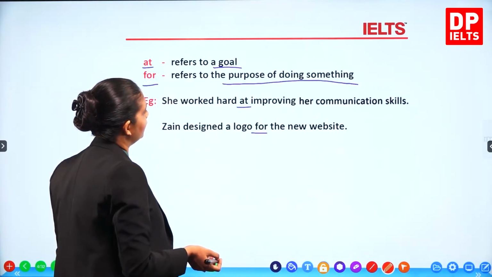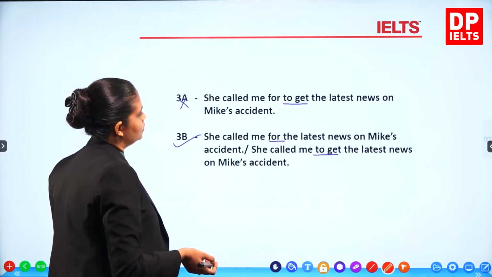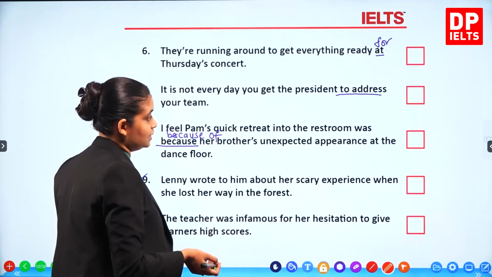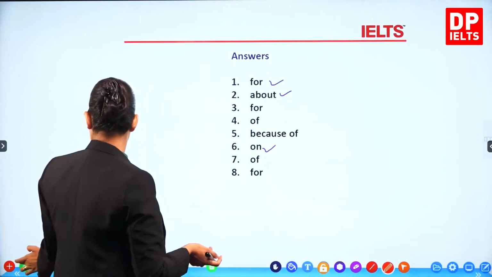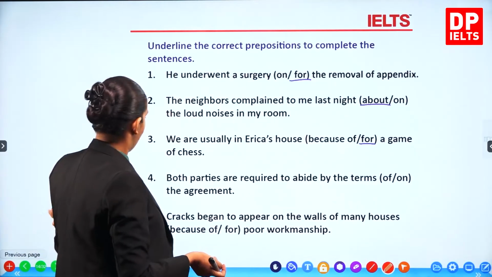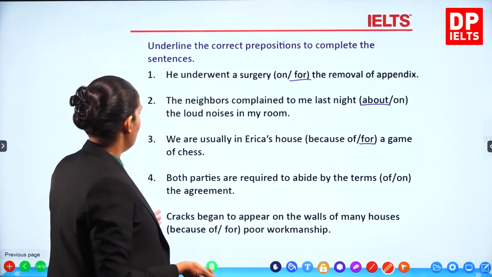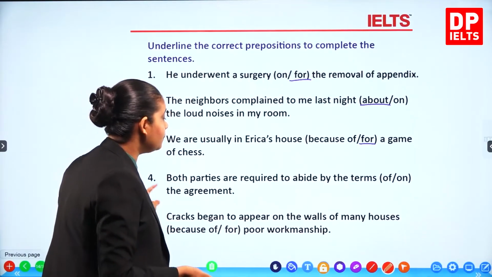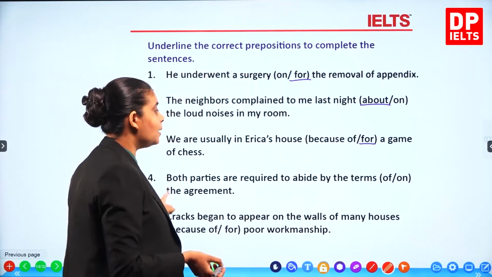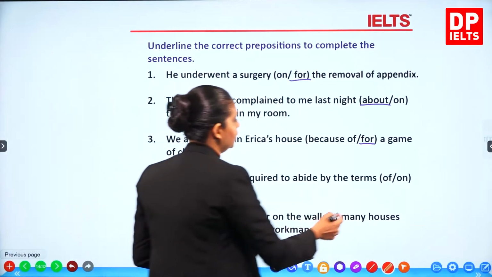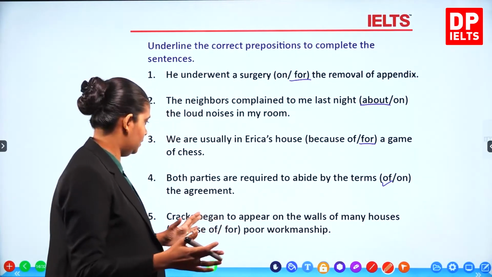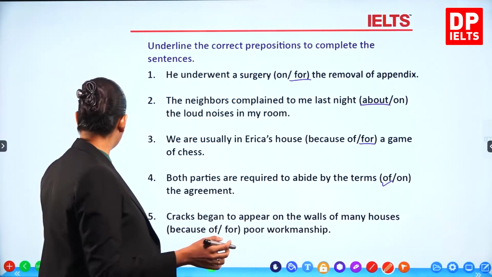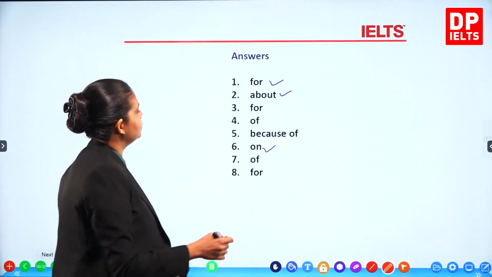So what do you think this is going to be? So there are two things, right? You could either use of or on. What is the answer, right? Here we are. Both parties are required to abide by the terms of the agreement. It's not on something, but it is of the agreement, okay? So you have for and of.